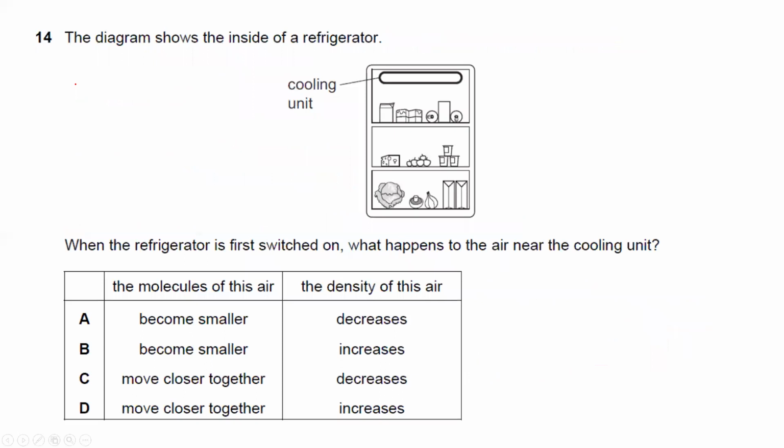Next question. It says the diagram shows the inside of a refrigerator. When the refrigerator is first switched on, what happens to the air near the cooling unit? So the refrigerator is switched on, the cooling starts to take place. So the air near the cooling unit cools. When the air becomes cooler, the molecules move close to each other. What happens to the density? When the molecules move close to each other, the density technically increases. So the best answer is D.